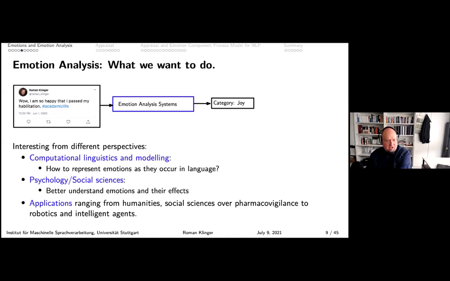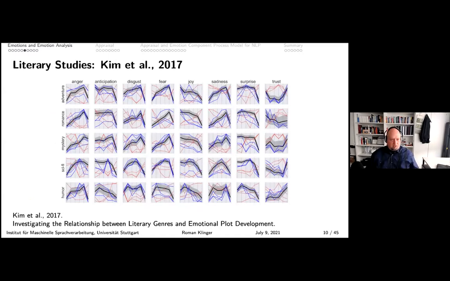Examples for applications are, for instance, computational literary studies, a study which we did a couple of years ago, where we took Project Gutenberg, the assigned genre, which we see here for each row, and then we can plot the average curve of the development of emotions. And we see that, for instance, just as an example, adventure stories typically end with a lot of trust. And we can then use this also for automatic classification of genres.